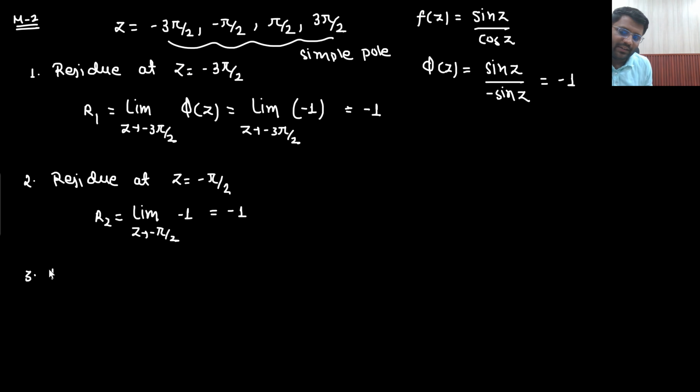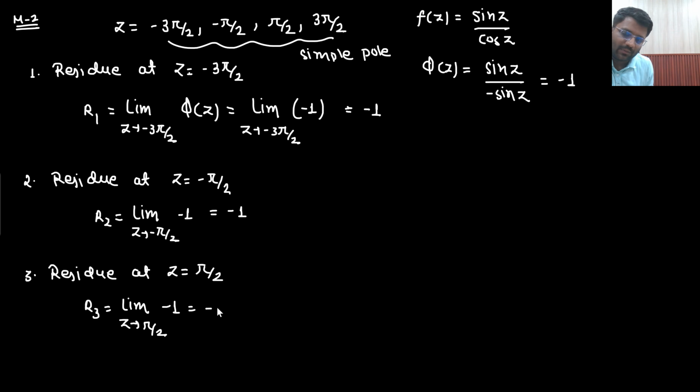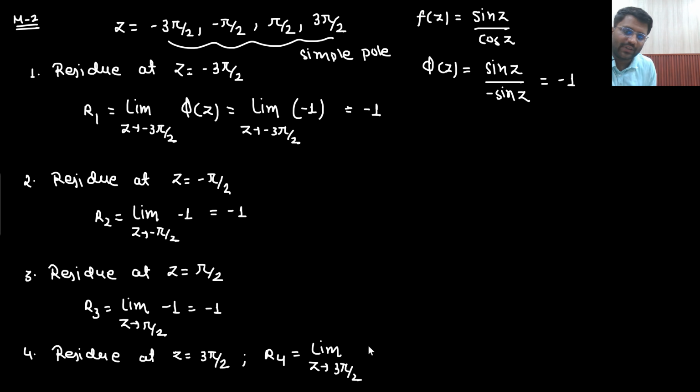Similarly, you know that residue at z equals to plus pi by 2 as well, you will get the same answer. Say yes or no. That would be nothing but R3, limit z tending to plus pi by 2. What is the value of phi of z? That is minus 1 only. What is the answer? Minus 1. Fourth, residue at z equals to 3 pi by 2. R4, what is that? Limit z tending to 3 pi by 2 of phi of z is minus 1. What is the answer? Minus 1.